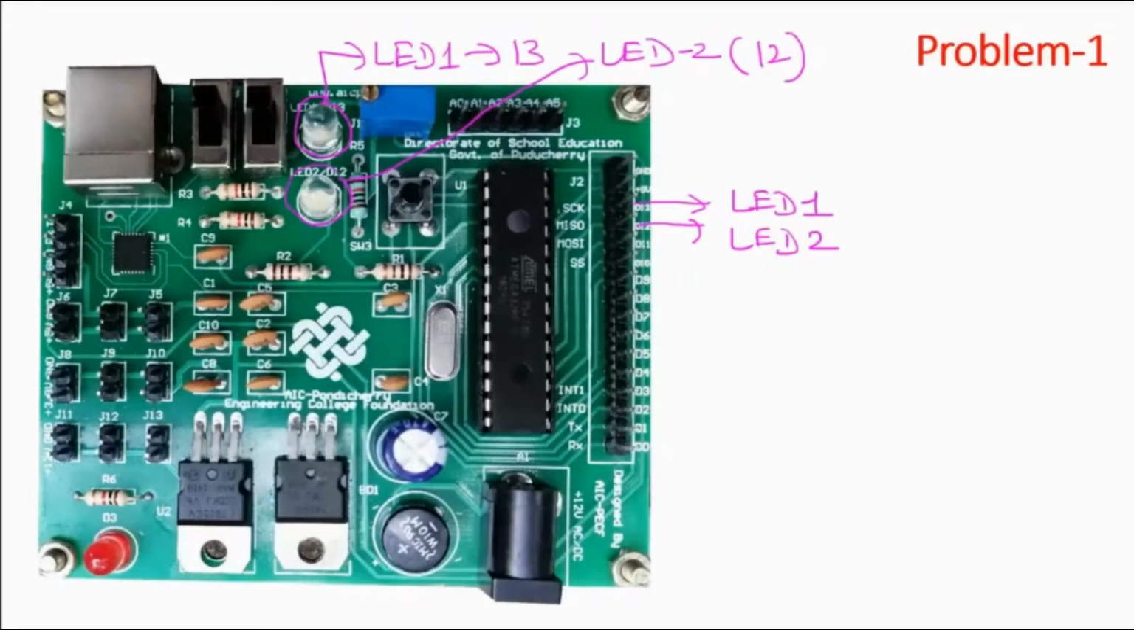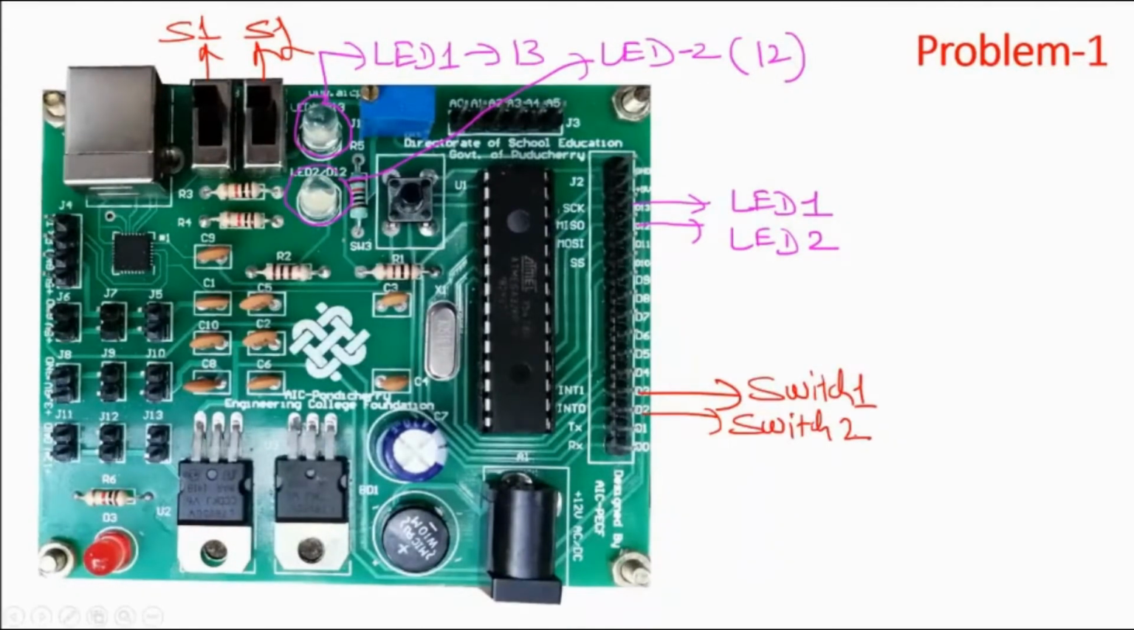And we will also have two switches on the left hand side. So these are my two switches. This is switch 1. This is switch 2. Switch 1 is connected to pin 3 and switch 2 is connected to pin 2. Okay, so two switches are physically available in the board itself, which I can test.